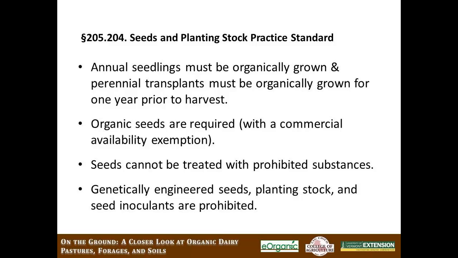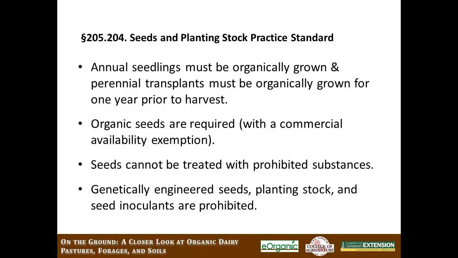So before we look specifically at the national list and some of these labels, I just want to go back to 205.204 in the organic standards, which is the seeds and planting stock practice standard. It describes that annual seedlings need to be organically grown, and perennial transplants need to be organically grown for 1 year prior to harvest. In the case of seeds, organic seeds are required, but there is an exemption for commercial availability.